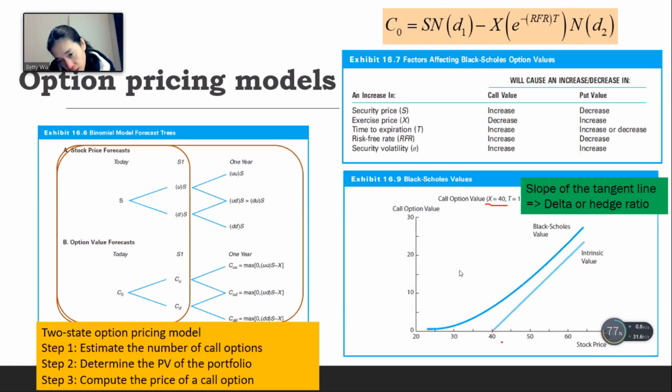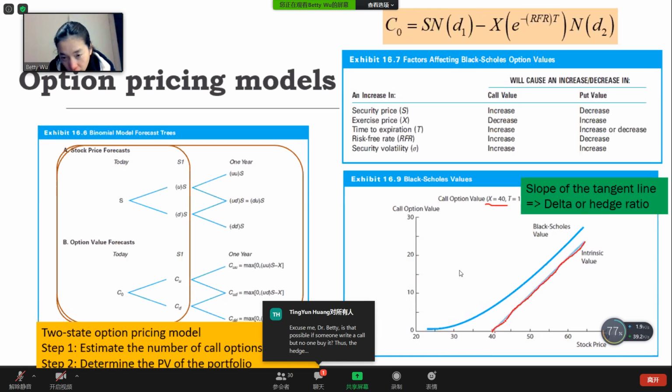And so when the stock price is higher, that means I can buy low and sell high, then I start to make a profit. And so you can see that this line is a 45-degree line.